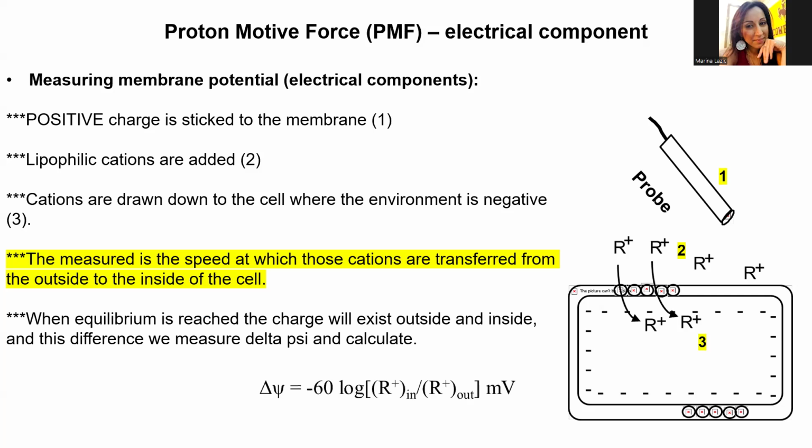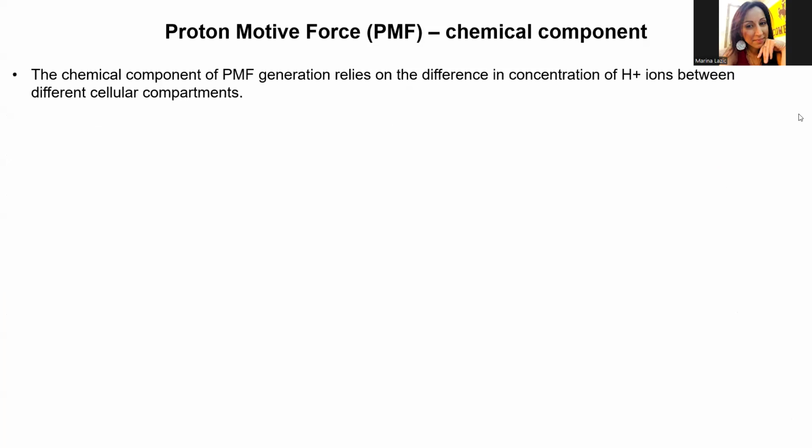Very similar to the electrical component, but observed from a different perspective, is the chemical component of proton motive force. The electrical component relies on positive and negative differences between outside and inside the membrane. The chemical component of proton motive force relies on the concentration of H+ ions between different cellular compartments. H+ ions refer to the acidic compound, while negative ions, OH- ions, refer to the basic compound.